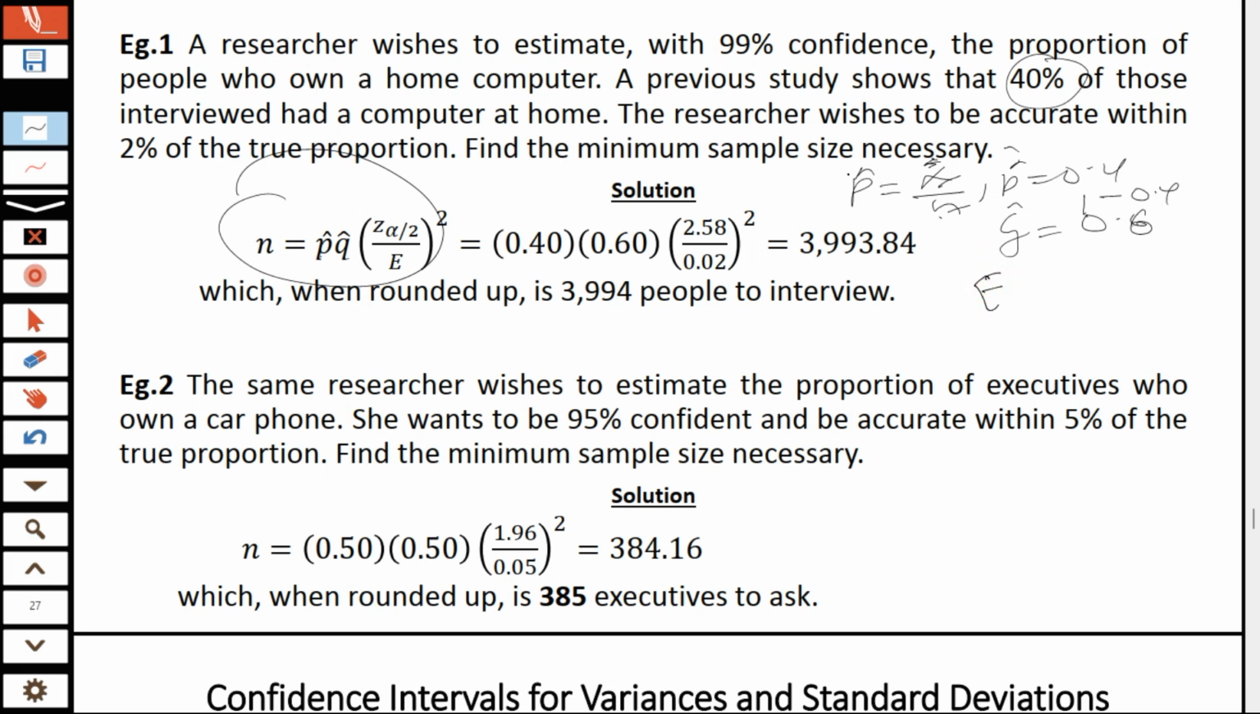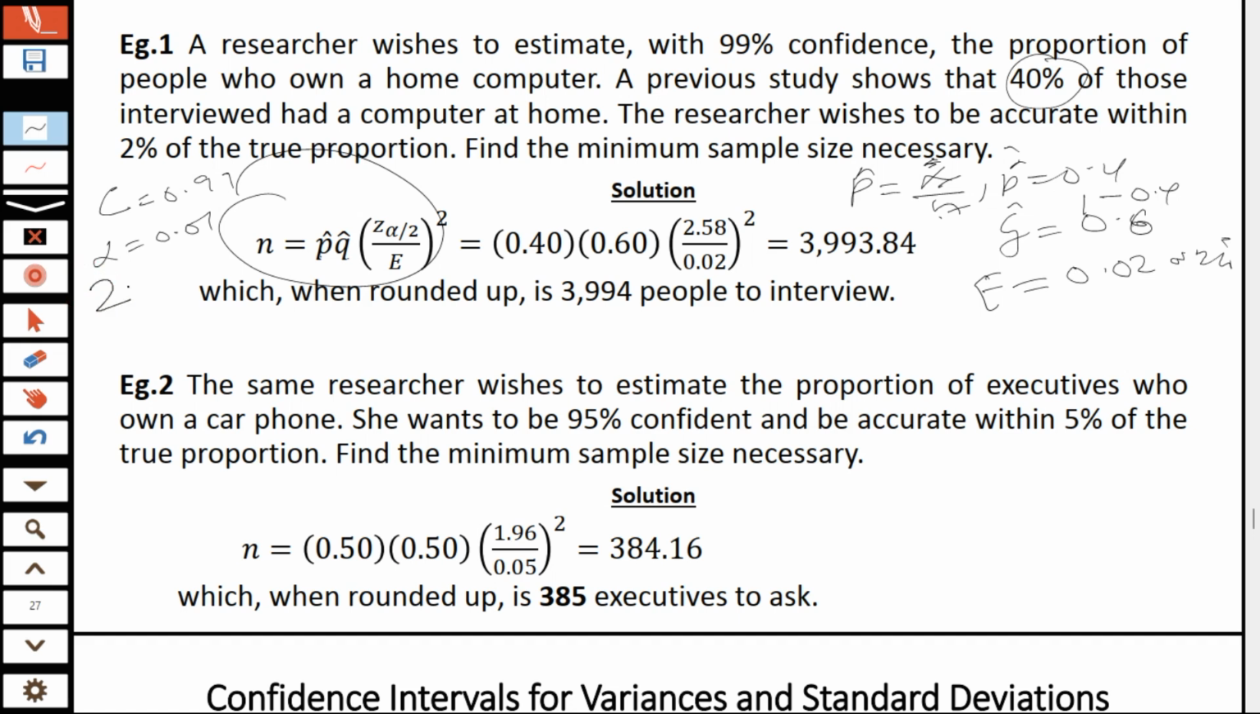Then our E was also given inside the question, that the researcher wishes to be accurate within 2% of the true proportion. So here our margin of error will be 0.02 or 2%. So that will be our margin of error. So we are left with our z subscript alpha divided by 2, and then we have been given the confidence level c to be equal to 0.99. That's 99%. So our alpha will be given as 0.01.